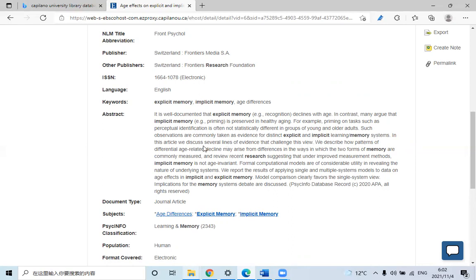We describe how patterns of differential age-related decline may arise from differences in the way in which the two forms of memory are commonly measured. We review recent research suggesting that under improved measurement methods, implicit memory is not age invariant. Sounds good, but this is a review article. They're not going to report a particular study. They're going to review a lot of different research projects. That's not what I'm looking for.